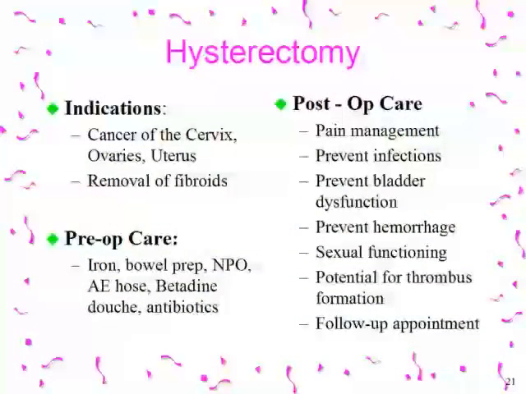Preoperatively, the woman would need to have a bowel prep, be NPO, wear anti-embolism hose, have a Betadine douche before the procedure, and have pre-op antibiotics started. Post-op important care is going to be as far as pain management, preventing infection and bladder dysfunction. Also, there's risk of bleeding and risk for thrombus formation.